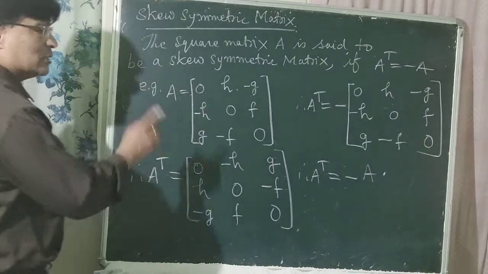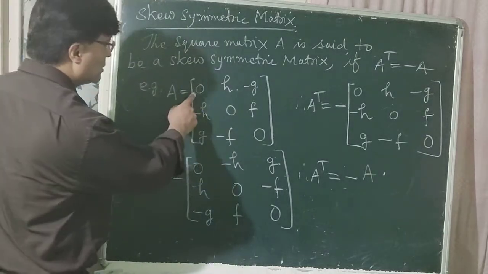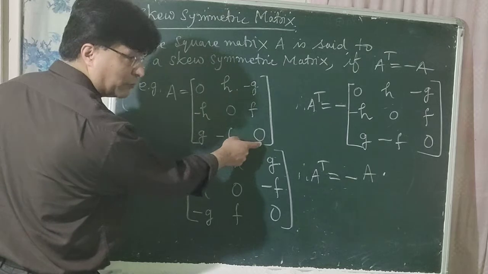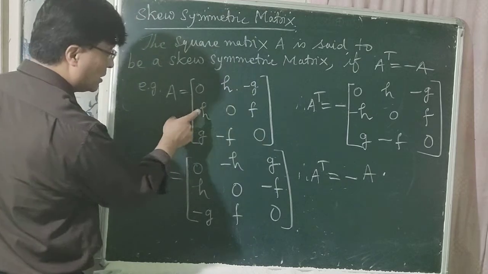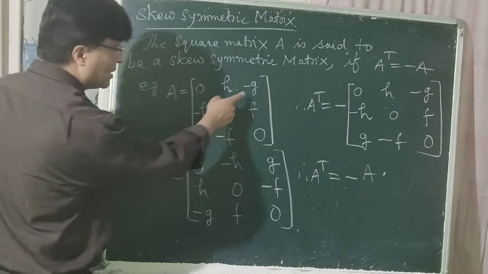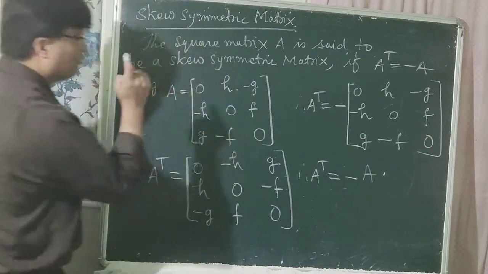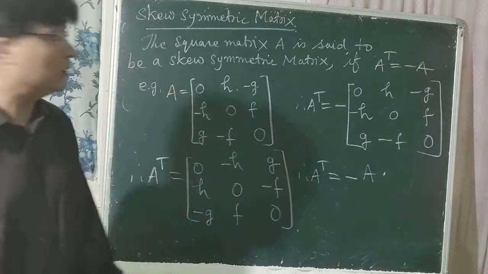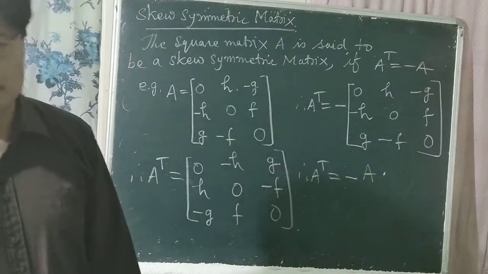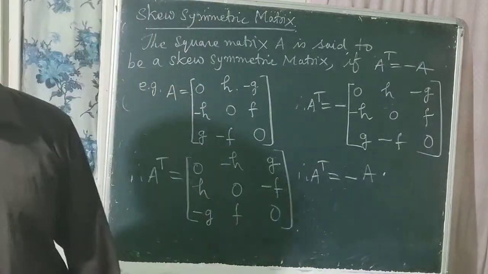So how can you write down a skew symmetric matrix example? 0, 0, 0, the leading diagonal should be 0. If it is H, you should write here the opposite sign, minus H. If it is minus Z, you should write here plus Z. If it is F, you should write here minus F. So this is your skew symmetric matrix. Is that clear to all of you?